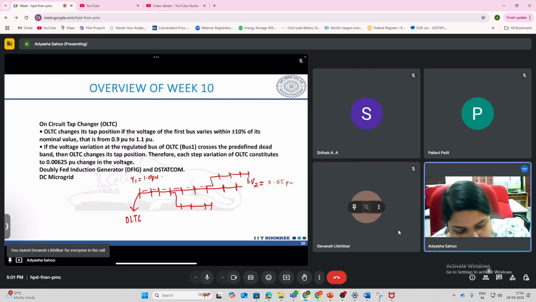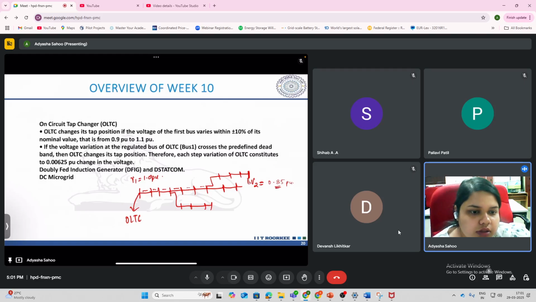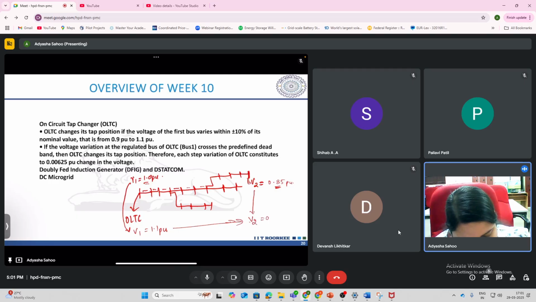Yes, thank you. So let's say the voltage at this last bus is 0.85 per unit, which is below the acceptable range. So what we can do is increase this V1. Let's say we increase V1 to 1.1 per unit, so that after the drop, here the drop was how much? If I increase this, then this V2 will be 0.95. So your voltage can be improved that way.